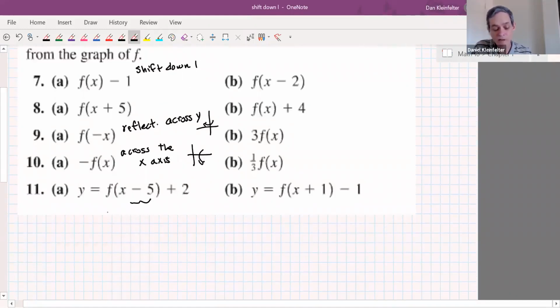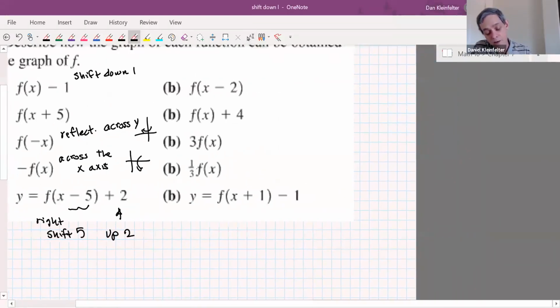All right, two things happen in this one. The x minus 5 would give us a right shift by 5 units. And then additionally, it would go up by 2. Let's try these two. 3f of x versus 1/3 f of x. This would stretch by a factor of 3. The 1/3 f of x would compress by a factor of 1/3.